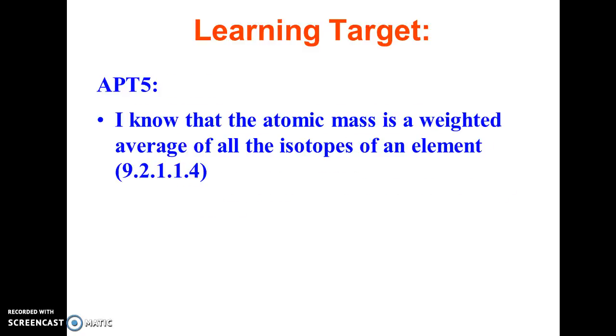So learning target number 5 is to know that the atomic mass is a weighted average of all the isotopes of an element, and that's how we get the decimal on the periodic table. You'd never find an atom that has that particular mass. That is an average out of all of the different atoms that would compose a sample of that particular element.